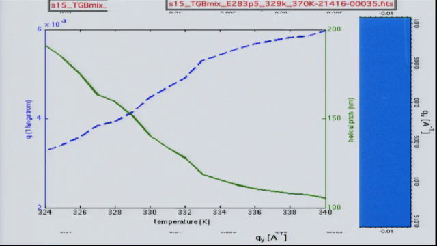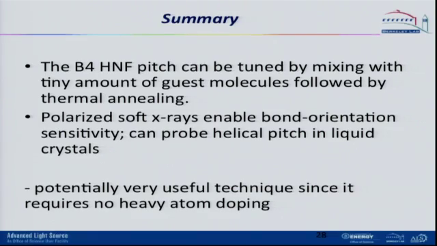And in this case, the helix is much more temperature dependent. So you can see that the pitch changes from 100 nanometers to 200 nanometers. So the message is very simple. We have demonstrated that with the soft X-ray scattering technique, we can actually probe the helix. And in this case, this is purely an orientational variation. It's not like a density, electron density modulation.